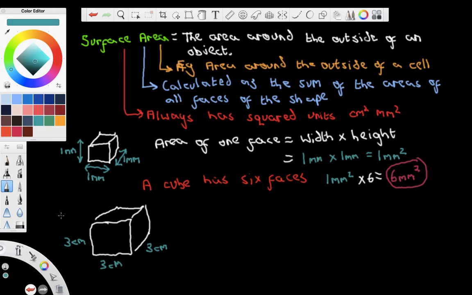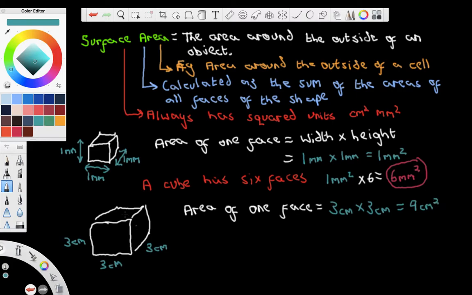Okay, so hopefully you should have paused the video and had a go at working out the surface area. We can start by working out the area of one face. To do that, we would need to do 3 times 3. So 3 centimetres times 3 centimetres, which would give us 9 centimetres cubed.